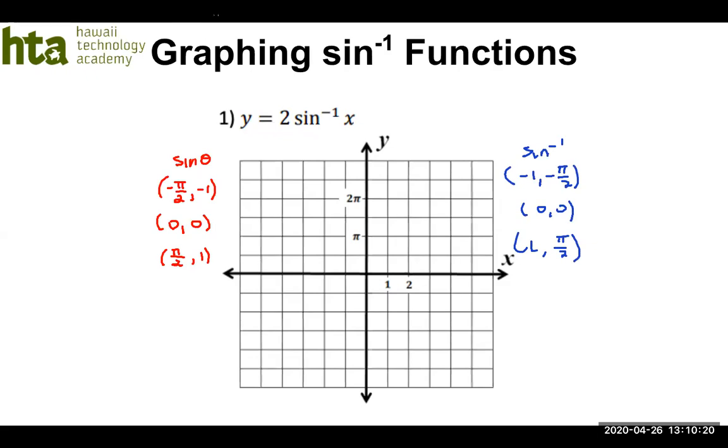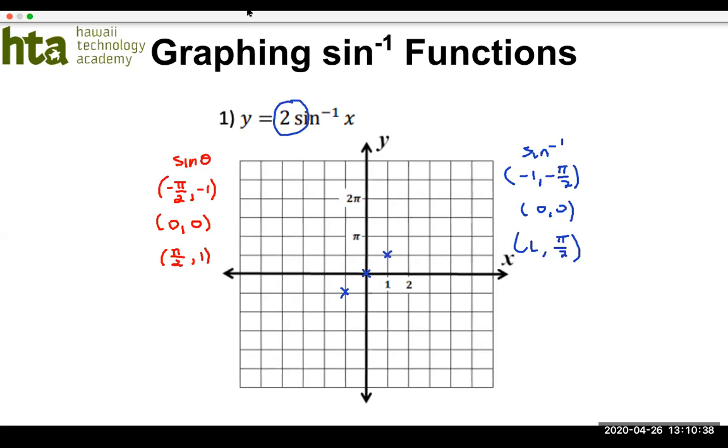So I'm going to use blue as my x's this time. Okay, I know I'm used to using red, but I'm going to use blue this time. So -1, -pi/2 falls right here. 0, 0 falls right here. And +1, pi/2 falls right here, okay? But now let's look, there is a 2 in front of this.